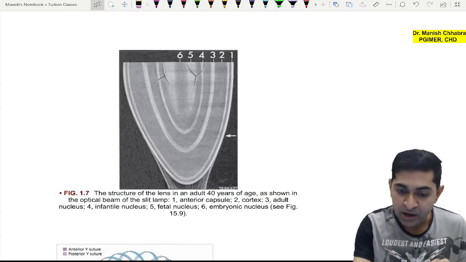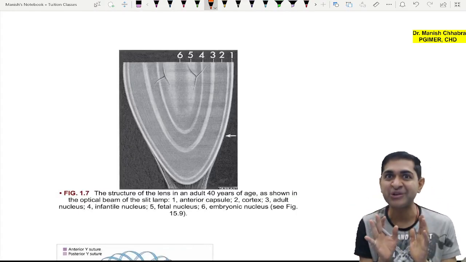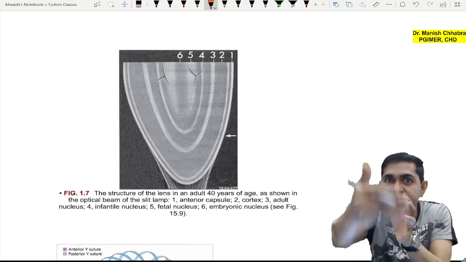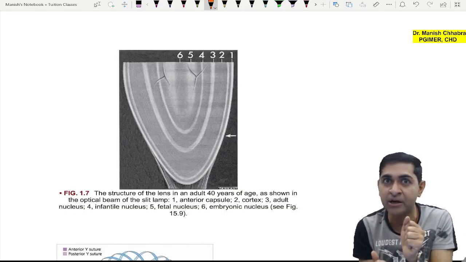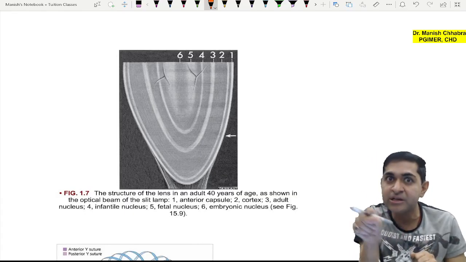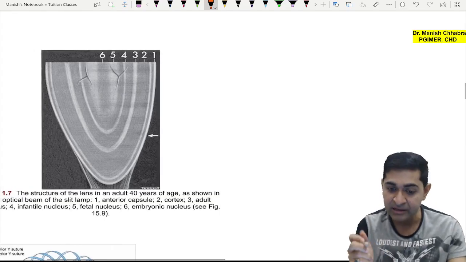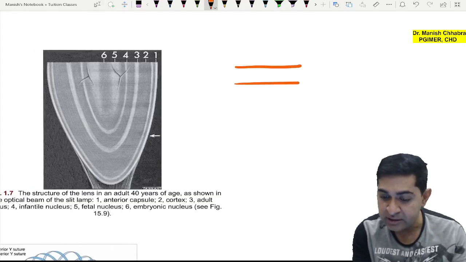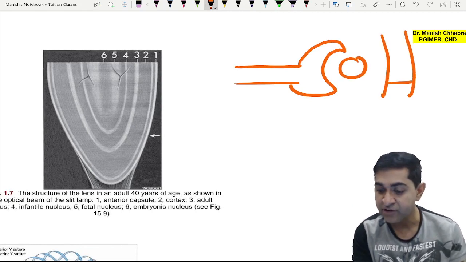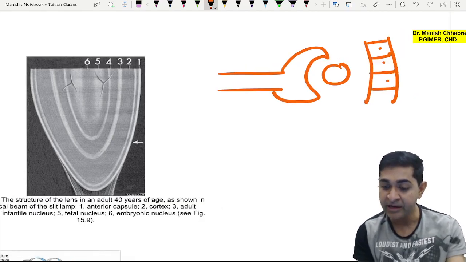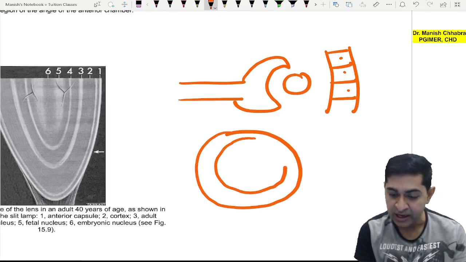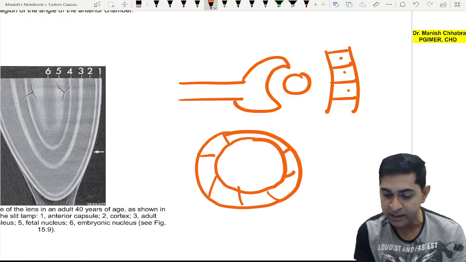So we have done that the lens develops from surface ectoderm. Remember, there was the optic stalk, optic vesicle, optic cup. There was surface ectoderm anterior to the optic cup, which got invaginated and separated as a single cellular layer that forms a circular structure. That circular structure lies between the surface ectoderm and the optic cup. I'm just going to show you a quick image.